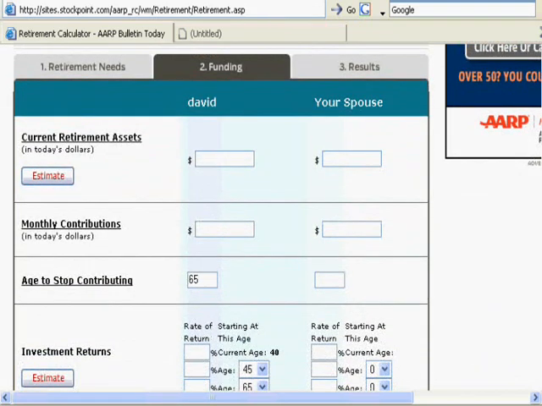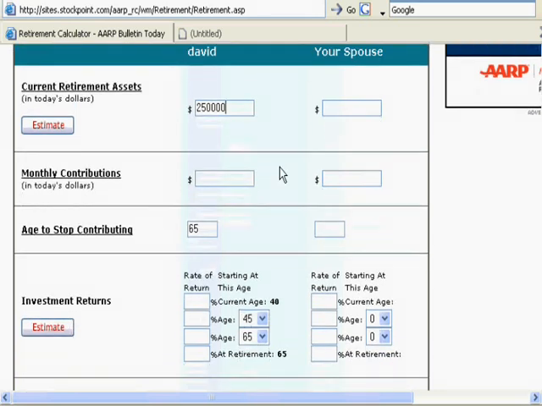Current retirement assets. How much money you have saved. If you don't have anything saved, of course, you just put in 0. I mean, you could, if you've got some money saved already. Monthly contributions. How much money that you're putting away right now. And I want to stop contributing at age 65.